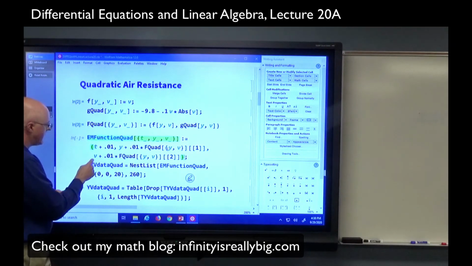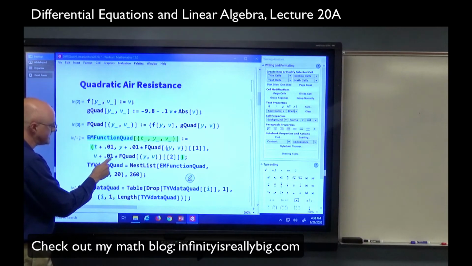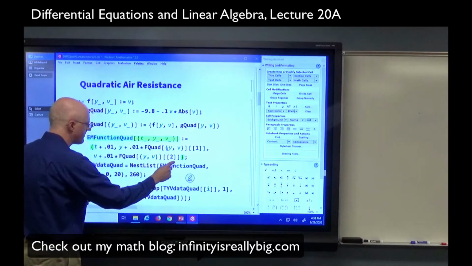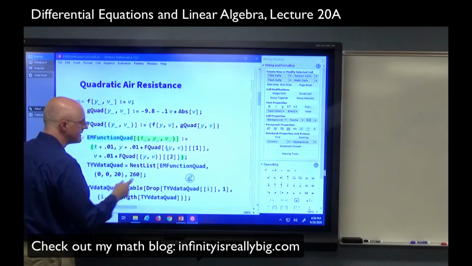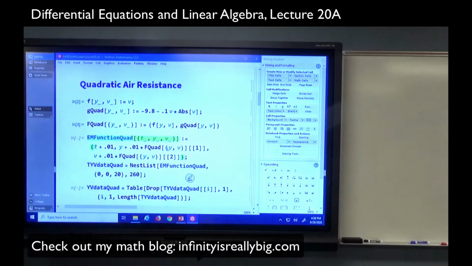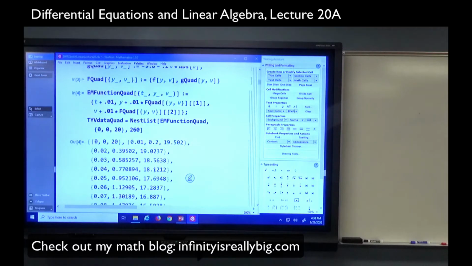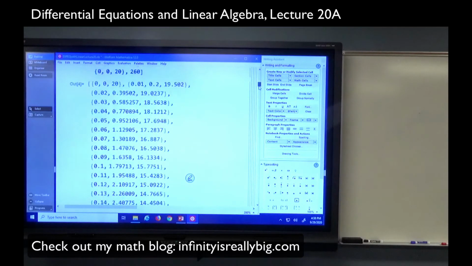And then for the third thing, it's the value of v, updating that, take the previous value of v, add delta t times the second component of the vector field. I could have just done the g quad there, but I put a 2 inside there. This syntax will do the second component. And then I iterate that function, I put it into NestList, and with a little experimentation, I found out that I need to do about 260 iterations to get down to y equals 0 approximately. So here's the output of this.